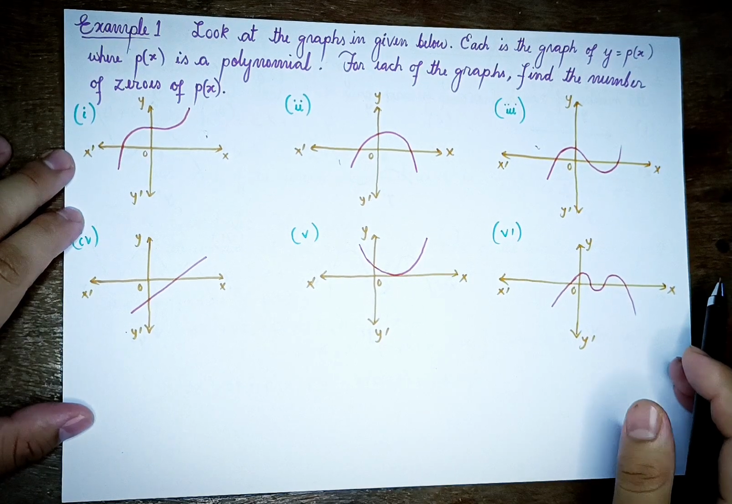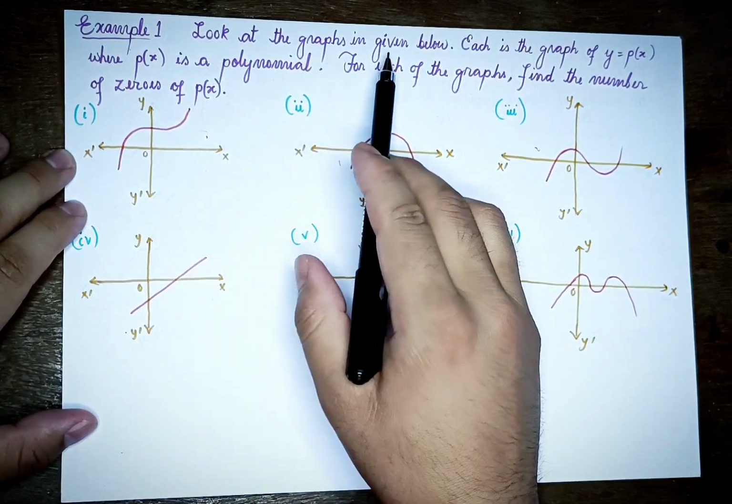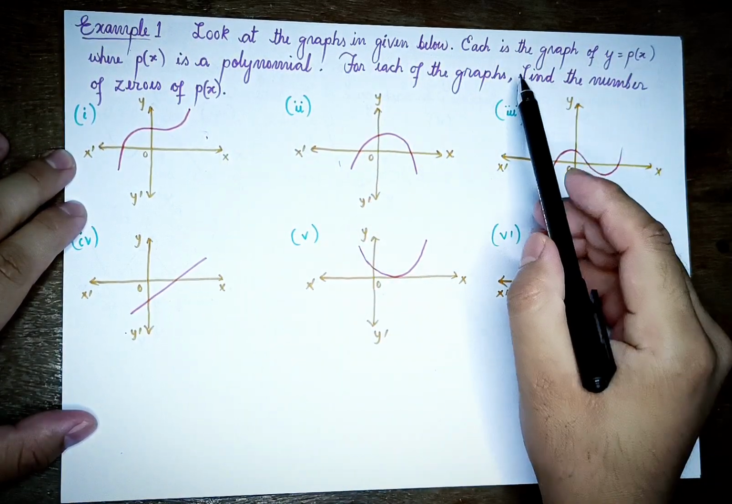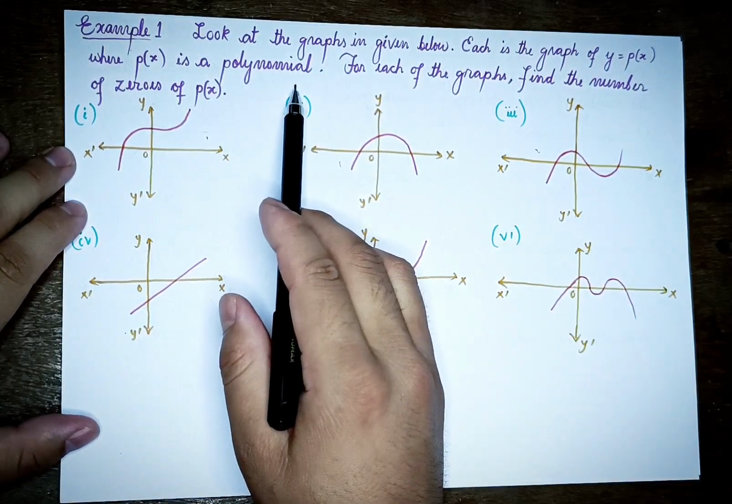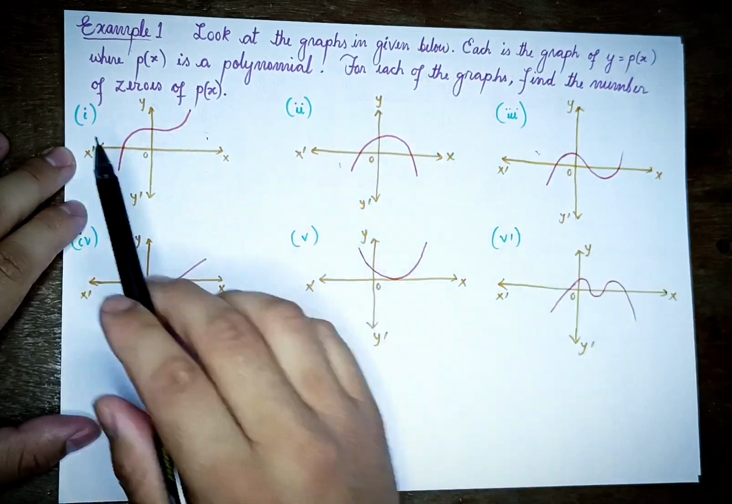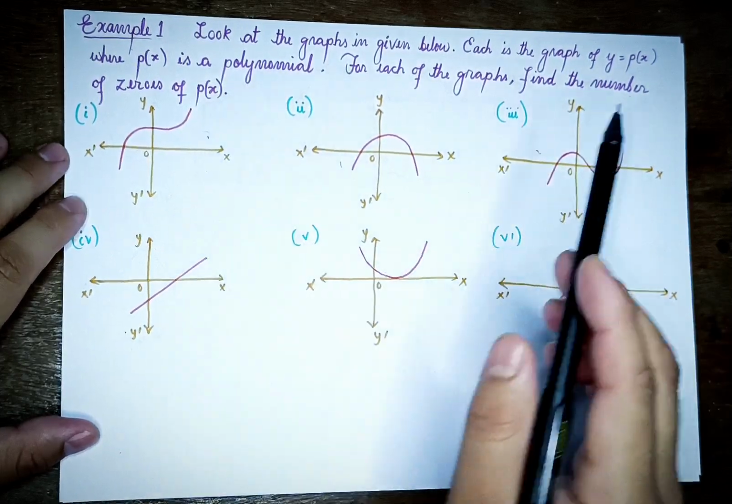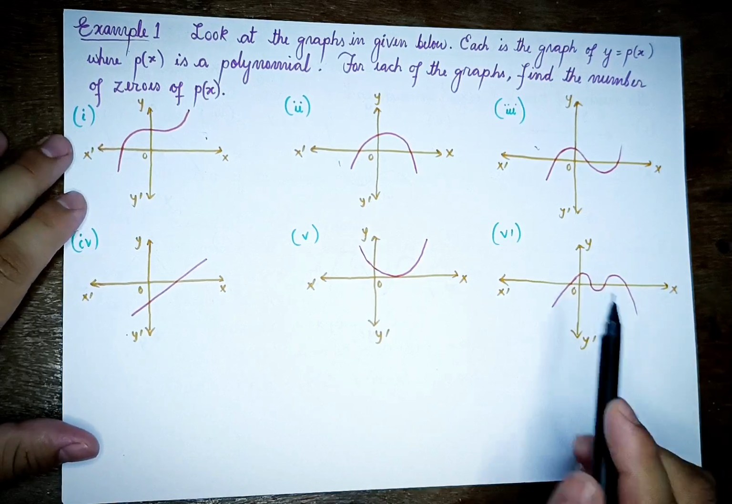Let's solve example number 1. Example number 1 says to look at the graphs given below. It is the graph of y equals p of x, where p of x is a polynomial. For each of the graphs, find the number of zeros of p of x. So in each graph, we will be finding the number of zeros.